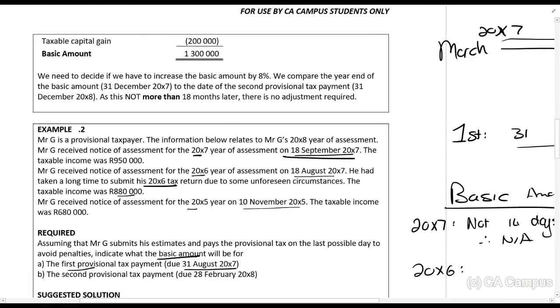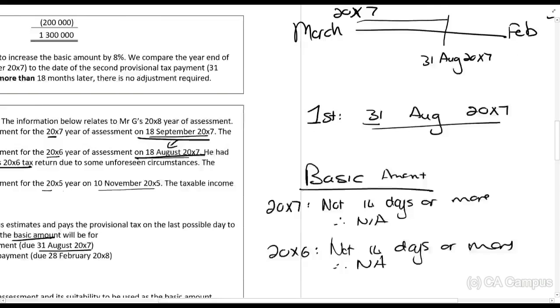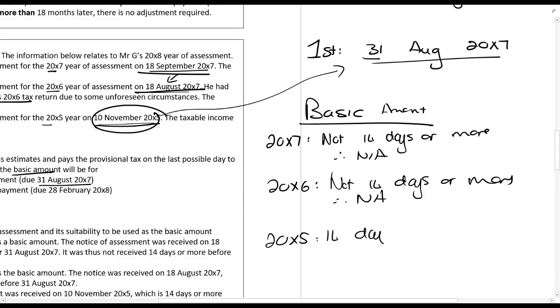20x6 was received on the 18th of August. Now guys, 31 August and 18 August, that's not more than 14 days. So we also can't use that one. Right? So we have to go to 20x5. 20x5 was received on the 10th of November 20x5. Is the 10th of November 20x5 14 days or more before the 31st of August 20x7? Yes. So 14 days or more, thus may use.